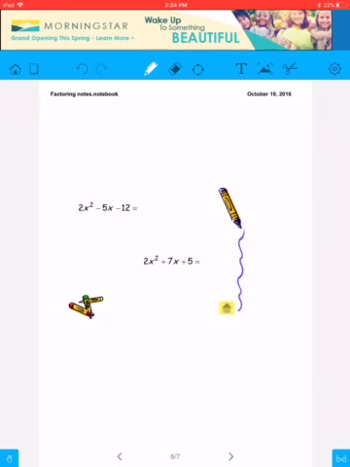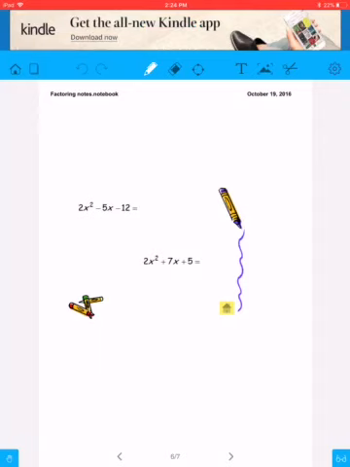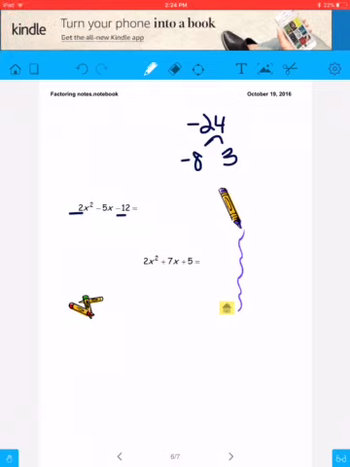All right, I have 2x squared minus 5x minus 12. So 2 times negative 12 is negative 24. I need factors of negative 24 that add up to negative 5. So negative 8 and positive 3. Negative 8 times 3 is negative 24. Negative 8 plus 3 is negative 5. So now I'm going to write it out as x minus 8, x plus 3.